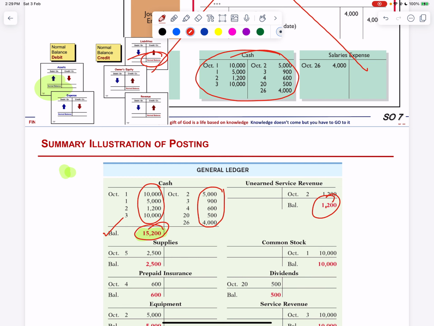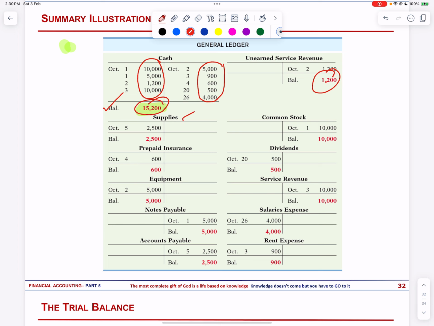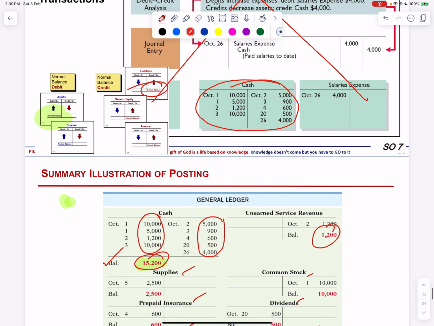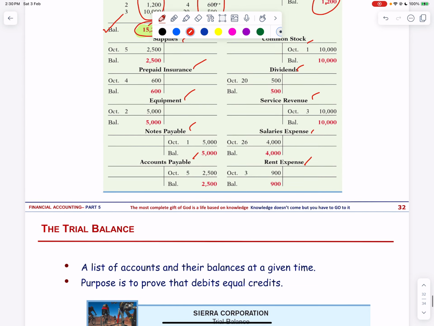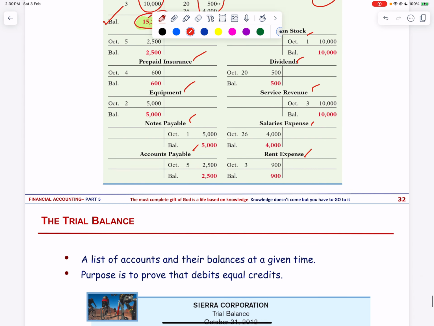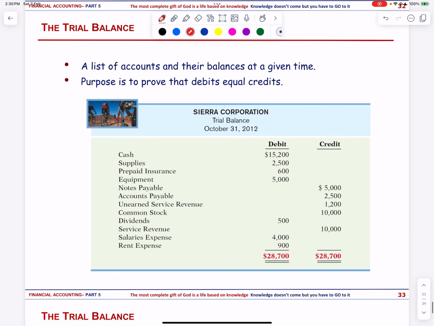So all the journal entries that were required have been posted, and we have all these different accounts. We have taken the balances, and we just follow this simple rule. Assets will have a debit balance, and expenses will have a debit balance, while liabilities, owner's equity, and revenue will have a credit balance.